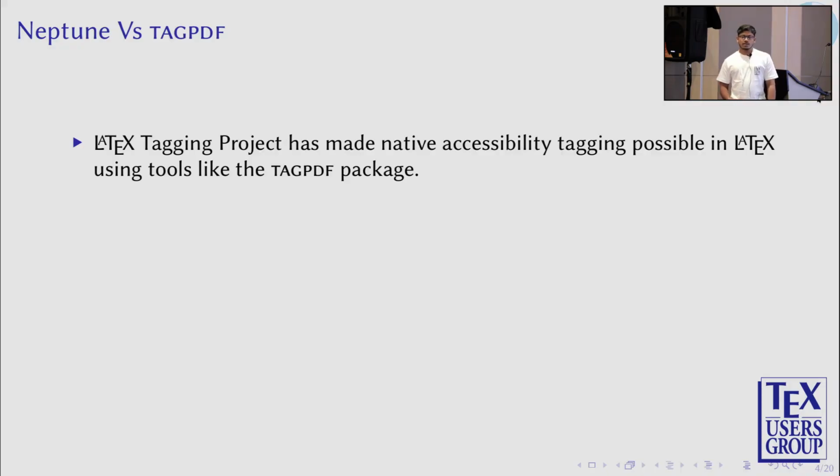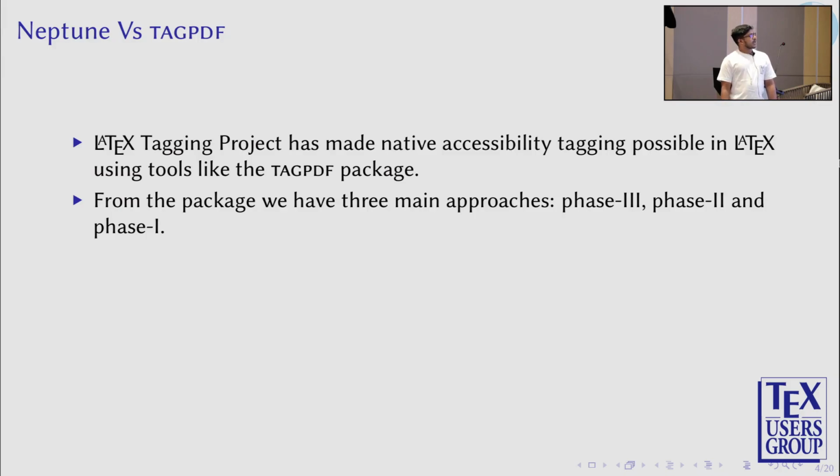So the main question: I know you all had a lot of accessible PDF throughout the 3 days. I'm sorry for that, and I'm again going to talk about accessible PDF. We use the tagged PDF project, which is written by Ulrich, and we are using it a lot in our documents. It has 3 approaches: phase 3, phase 2, and phase 1.